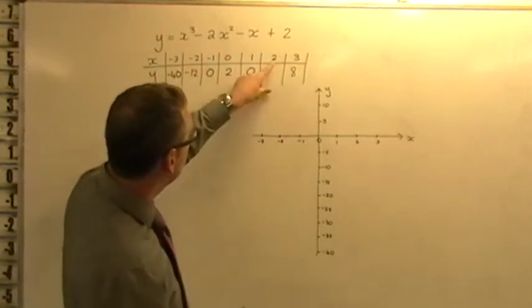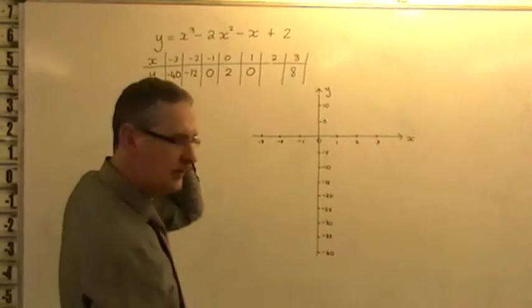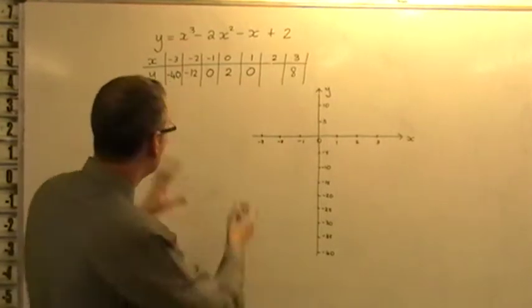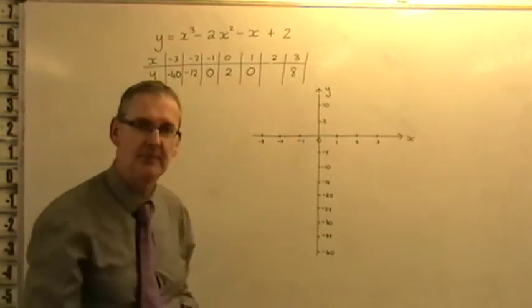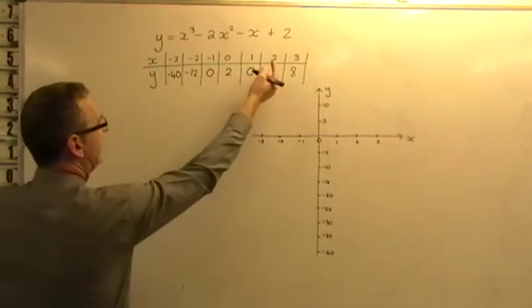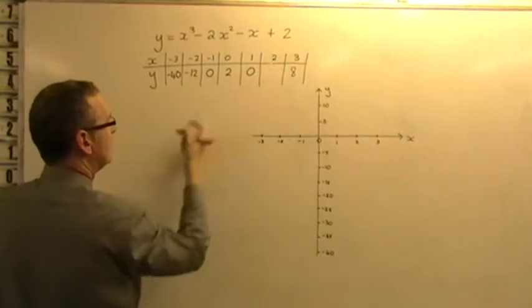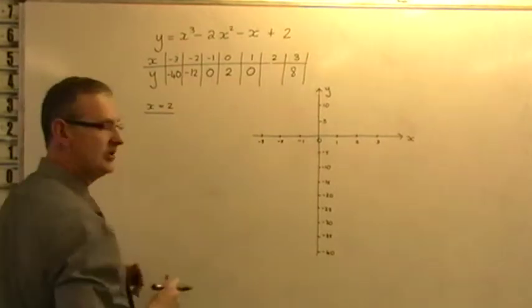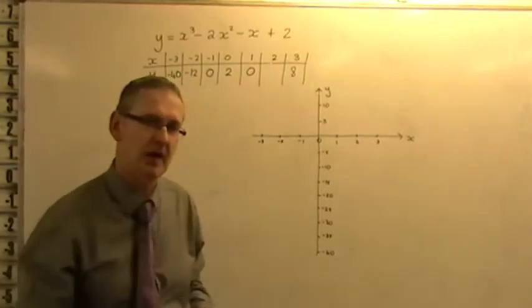So you can see here I've just got one missing value. So I'm going to add that into the table once I've done a calculation. They'll leave you some space on the exam paper to do this calculation. So here we go. If x equals 2, I don't know the y value to go with it. So x equals 2. This is what you'd need to do to work out that missing y value.